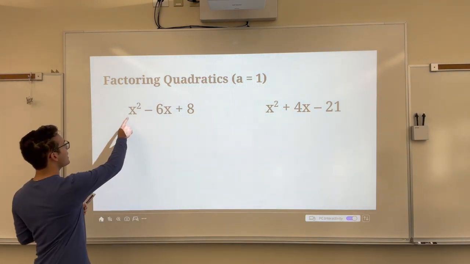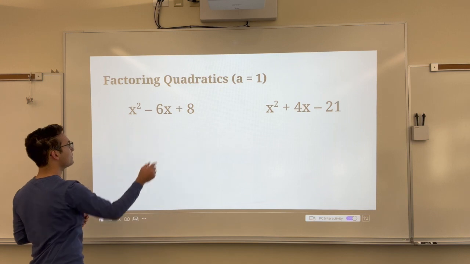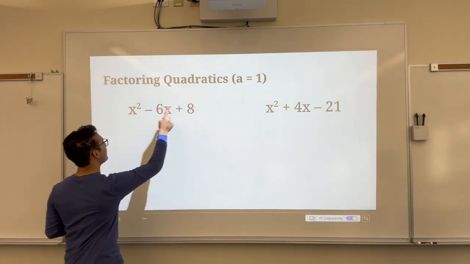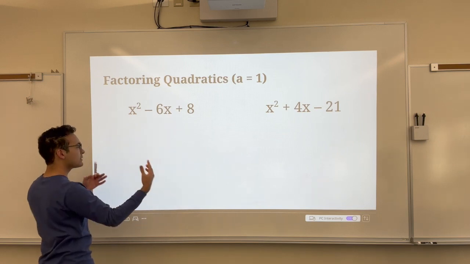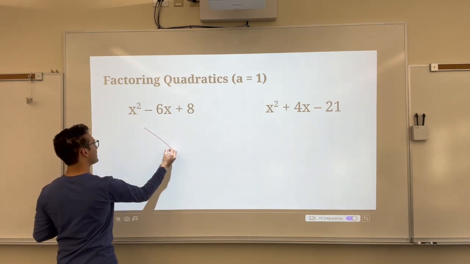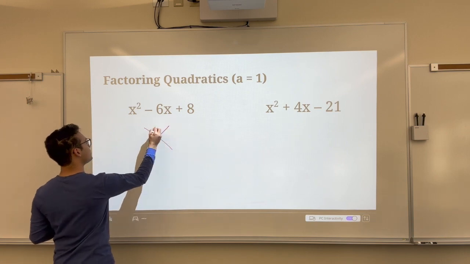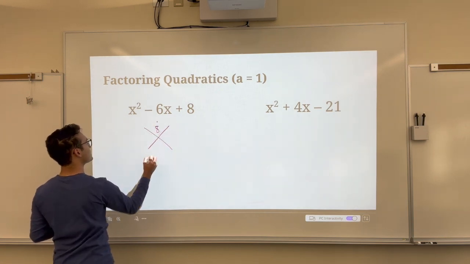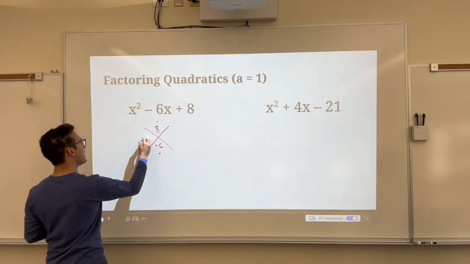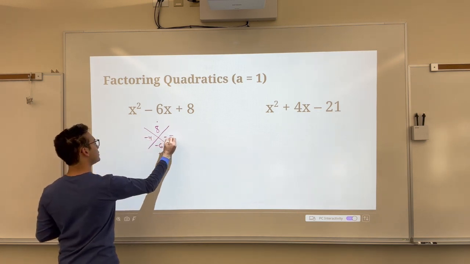So for this first one, x squared minus 6x plus 8, well, the question is, what 2 numbers multiply to 8 and add to negative 6? So for me, personally, I love to set up a factor x. So I set it up like this, and I say we need 2 numbers that multiply to 8 and add to negative 6, and those 2 numbers would be negative 4 and negative 2.